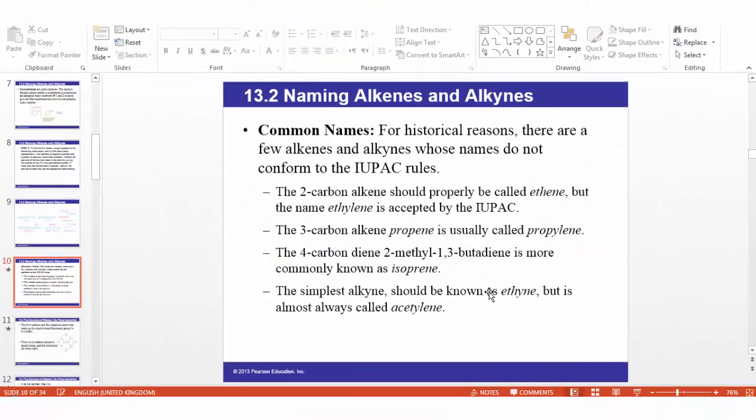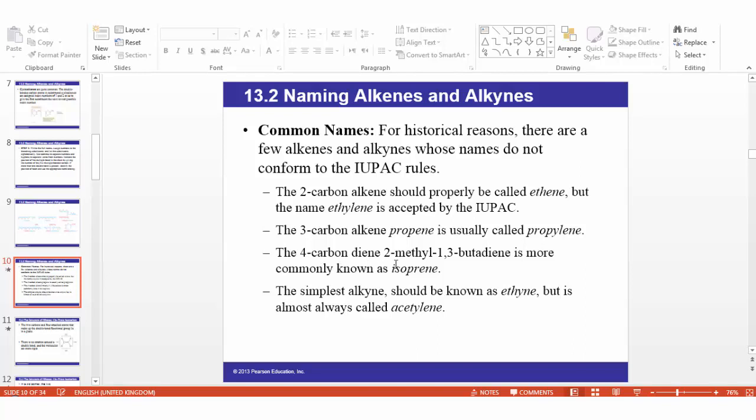Common names. For historical reasons, there are a few alkenes and alkynes whose names do not conform to the IUPAC rules. The 2-carbon alkene should properly be called ethene, but the name ethylene is accepted by the IUPAC. Here the IUPAC is an abbreviation for the International Union of Pure and Applied Chemistry, where all the rules for nomenclature are set. The 3-carbon alkene propene is usually called propylene.